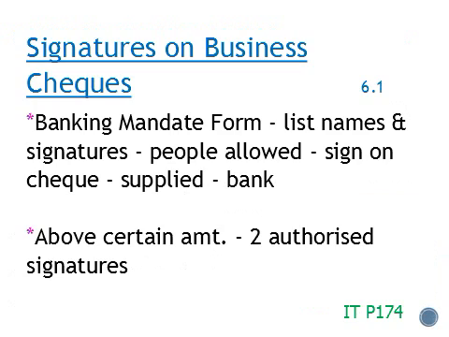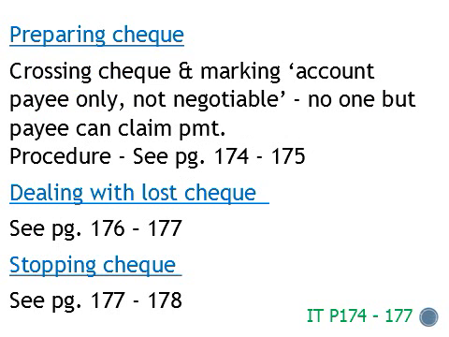A bank mandate form is a list of names and sample signatures of people that are allowed to sign a check on behalf of a company. This list is supplied to the bank by the company. In many cases, if the check is above a certain amount, then there needs to be 2 authorized signatures on the check. Preparing checks: by crossing a check and marking it account payee only, not negotiable, you are making sure that no one but the payee can claim the payment off the check.